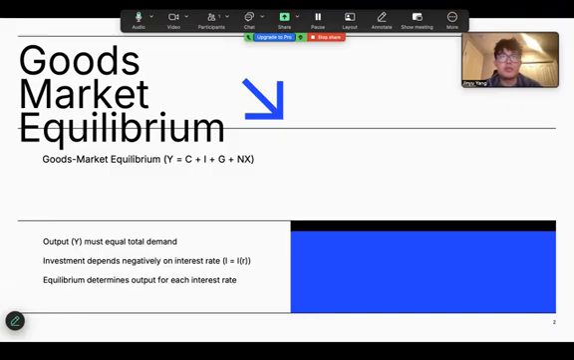So the IS curve starts from the idea of goods market equilibrium, which is written in this format. And this simply means that output must equal total spending in the economy. A key part of this equation is investment, because investment depends negatively on the interest rate. So when the interest rate changes, investment changes, total demand changes, and this leads to a new equilibrium level of output. This is the foundation of the IS curve.